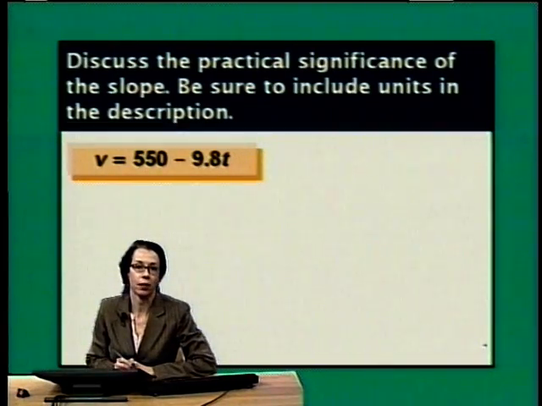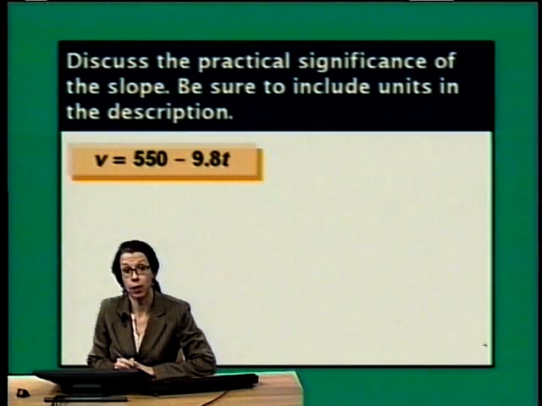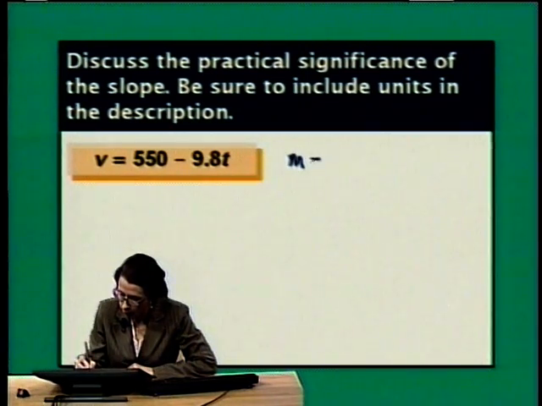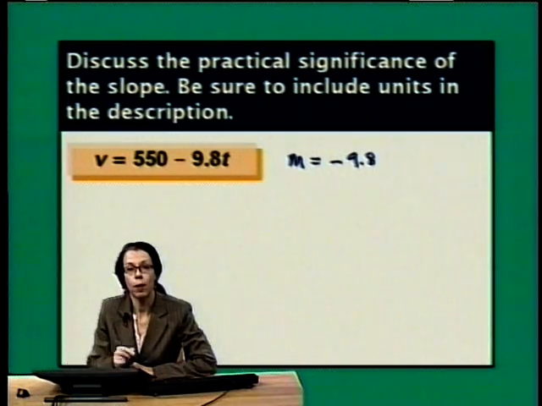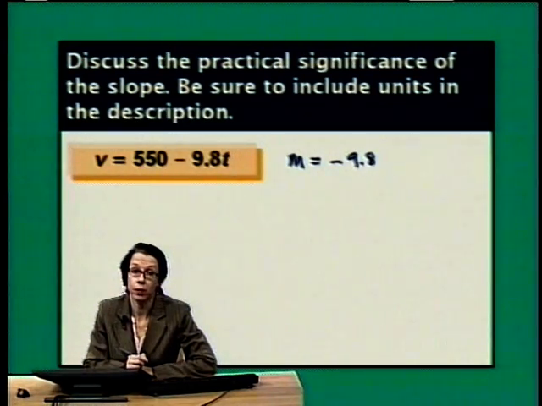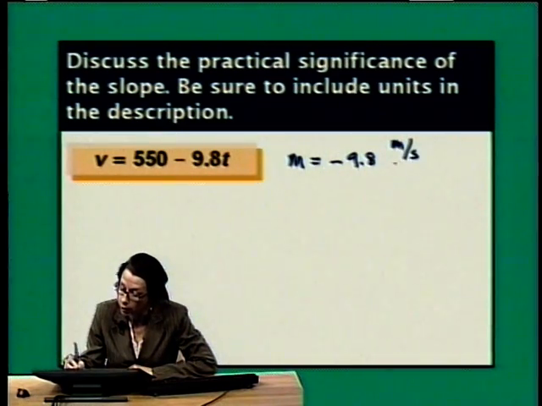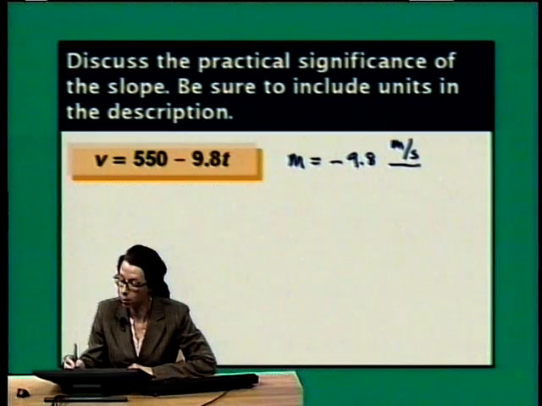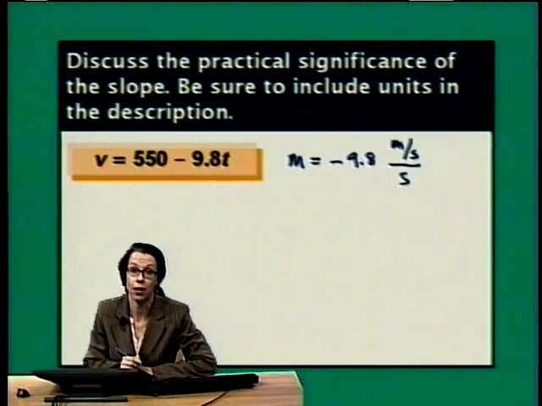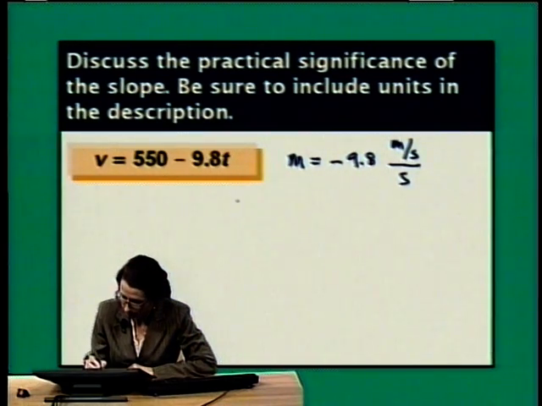Now let's discuss the practical significance of the slope. The slope in this case is negative 9.8, but we want to think about the units. Remember that slope is rise over run. So in this case, that's going to be the change in velocity measured in meters per second over the change in time measured in seconds. So we have these kind of interesting units of meters per second per second. But what this is telling us is that the bullet's velocity is decreasing at this rate.